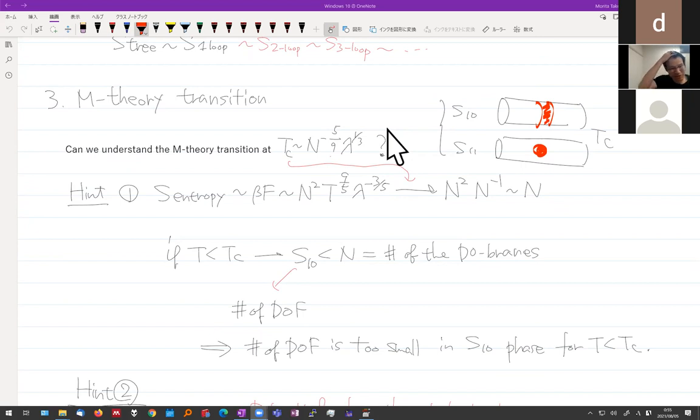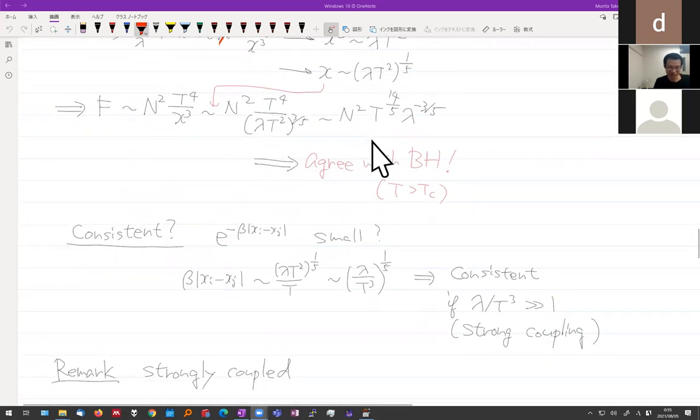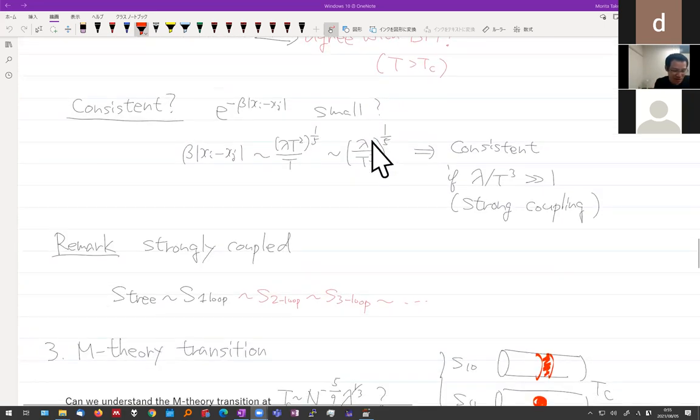First, let us just focus on the gravity side and consider the meaning of this temperature from the viewpoint of something like a Coulomb branch description.